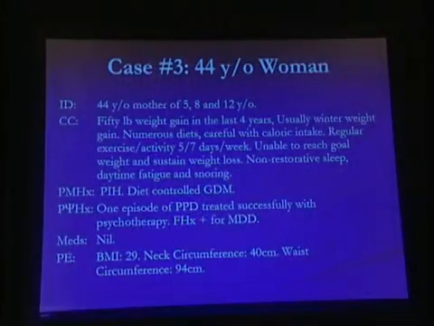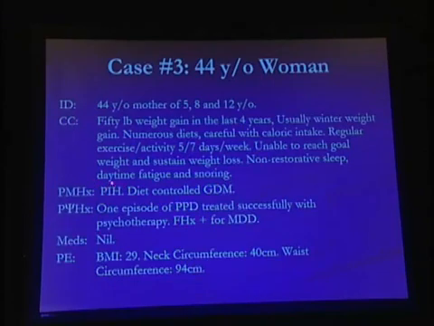Okay, so the last case: a 44-year-old mother of 3 children with a 50-pound weight gain in the last 4 years, usually winter weight gain. Numerous diets, careful with caloric intake, and regular exercise 5 out of 7 days per week. She's unable to reach her goal weight and sustain weight loss. She has non-restorative sleep, daytime fatigue, and she also snores. So, you know, this is a train wreck here, this poor gal.